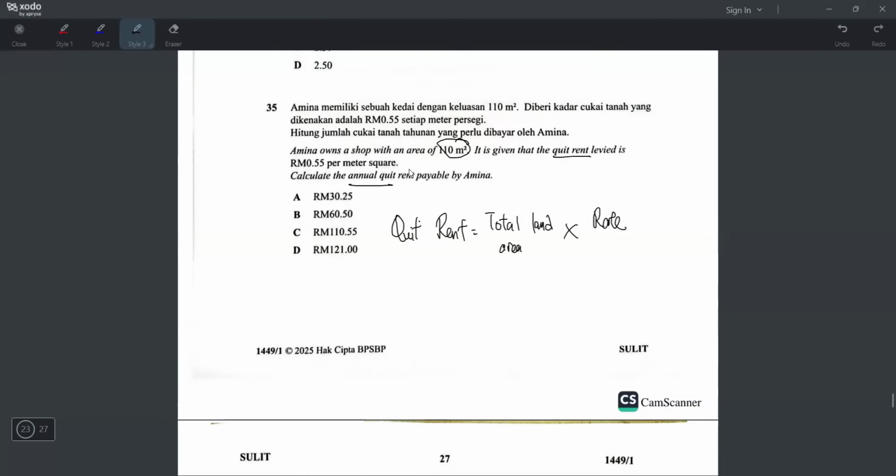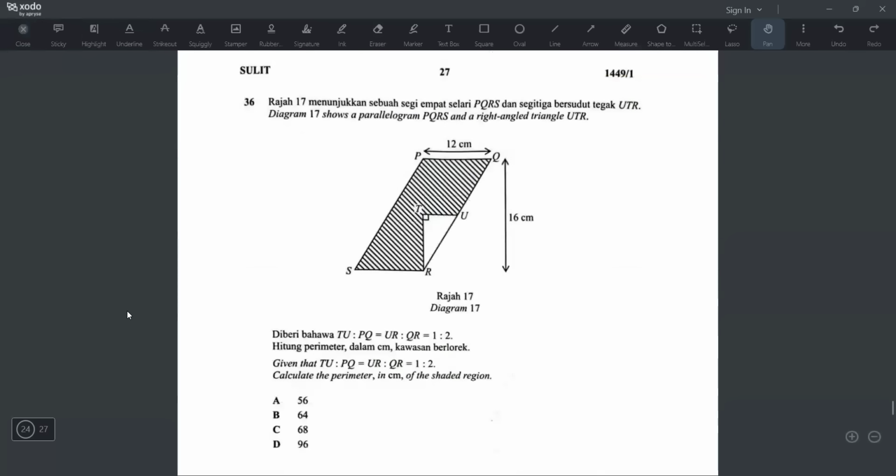Okay, calculate the annual quit rent payable by Amina. Annual means 1 tahun. Okay, this formula is already for 1 tahun. So masuk saja 110 darab dengan the rent RM 0.55. So tekan ni you terus dapat jawapan 60.50. So that's all. Yeah, this is quite easy.